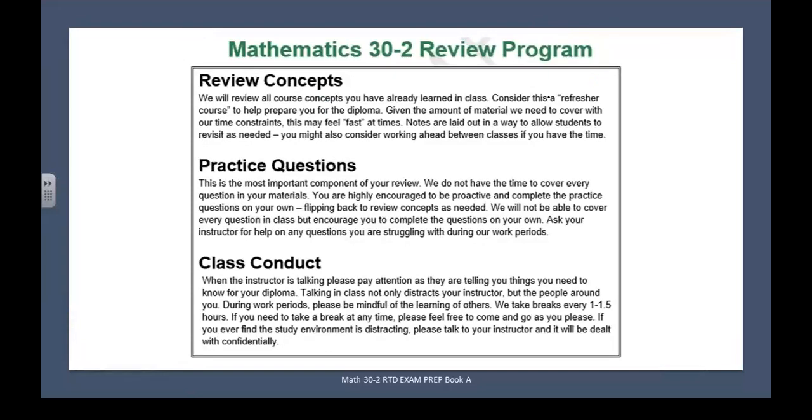Okay, so what we're gonna do in this 30-2, we're gonna review some of the concepts. Consider it a refresher course, okay? I'm not gonna go back and reteach absolutely everything. I'm just gonna kind of refresh your memory about it and then practice questions. This is the most important, okay? So we do not have time to cover every question in your materials. So I am going to cover the most important ones, but I want you to always come back and finish any questions that we don't do, okay?